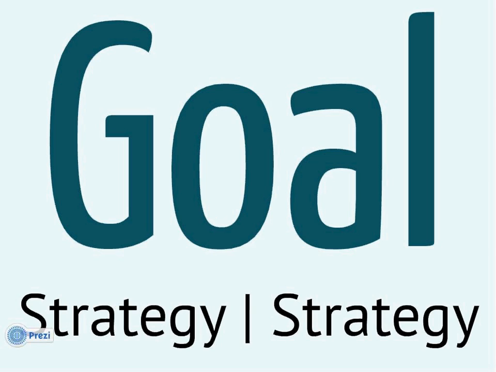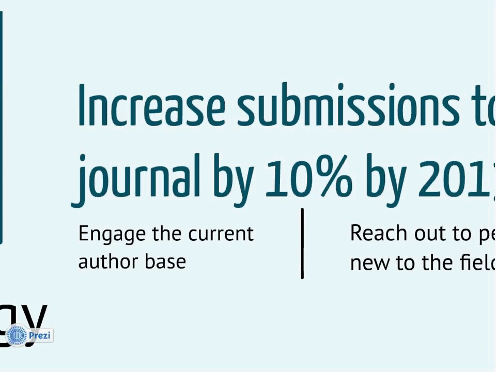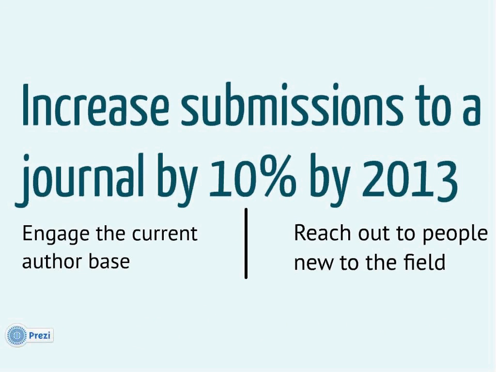So, for example, if my goal for a journal is to increase the submissions, the number of articles that are coming in, by 10% by the end of 2013, two of the strategies that I might look to work on are engaging the current author base that we have. That's one avenue that I'm going to pursue to try and increase my submissions. Another idea I might have is to reach out to people that are new to the field and really target them with my marketing.